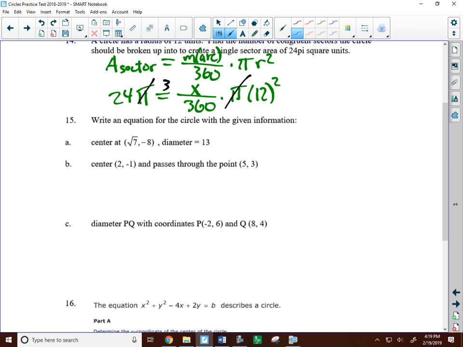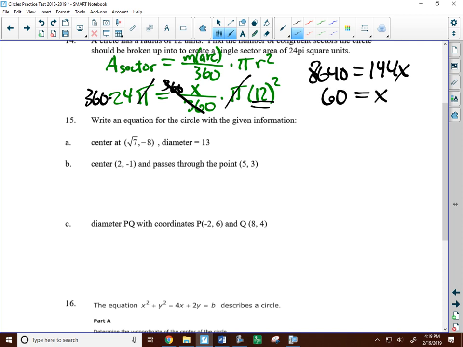Cancel the pi. Different ways to solve this, but I'm multiplying by 360. Left side becomes 8640. The right side, I have 12 squared, 144, and then an x left over. We divide by 144, and we get 60. So what that says is one of our sectors must have an arc and central angle of 60 degrees, based on these conditions.